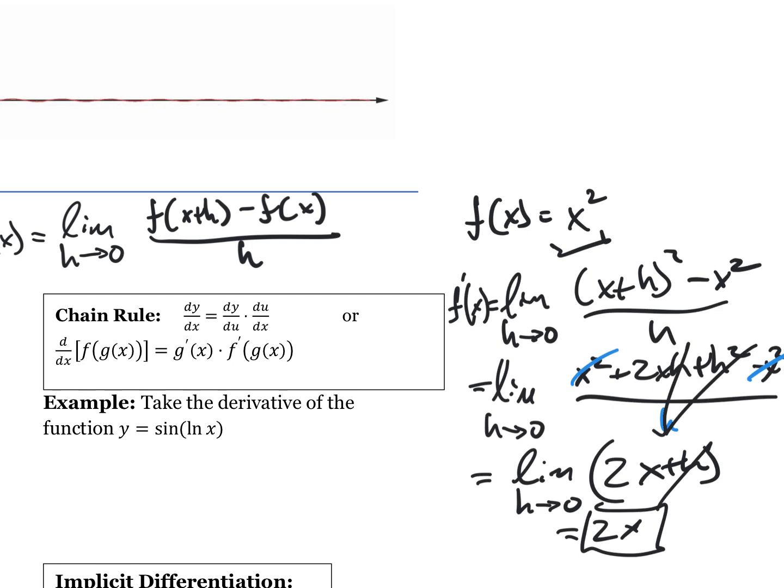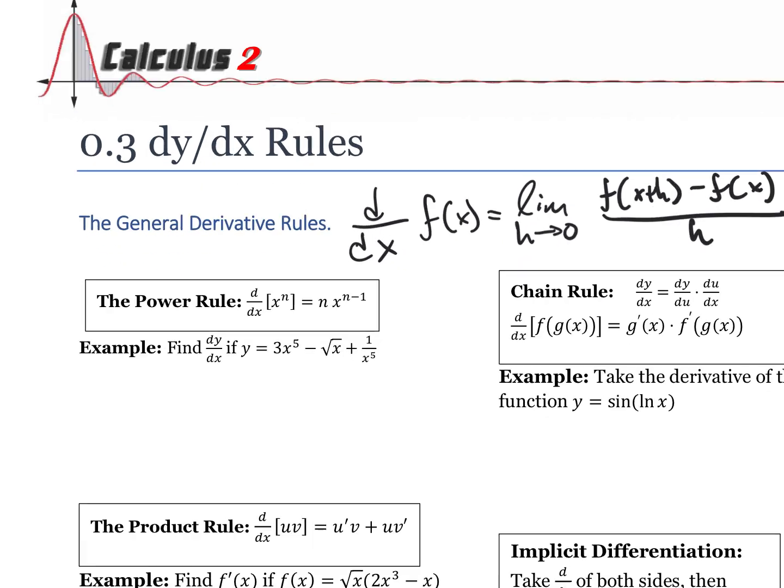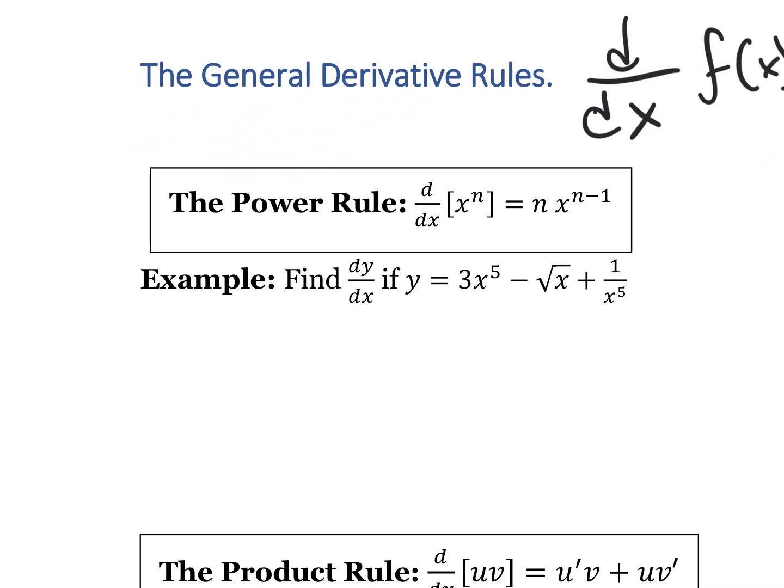Okay, so we got that. That's the long process, and we found some patterns. We see that, hey, look, that 2, that exponent, just drops down, and it becomes 2 times x to the first power, right? And that's our power rule. So these rules are just the result of some observations that we can prove to ourselves from that. So keep that in mind. It all goes back to that limit definition.